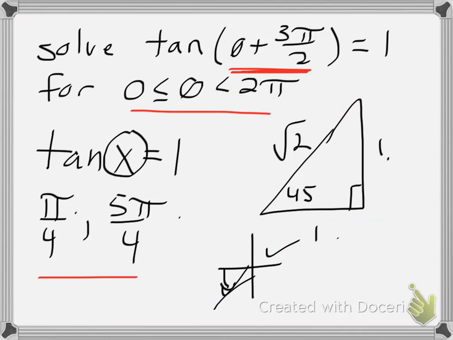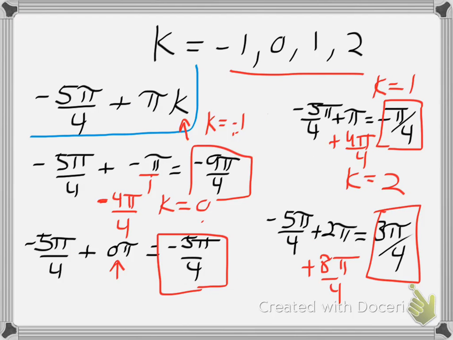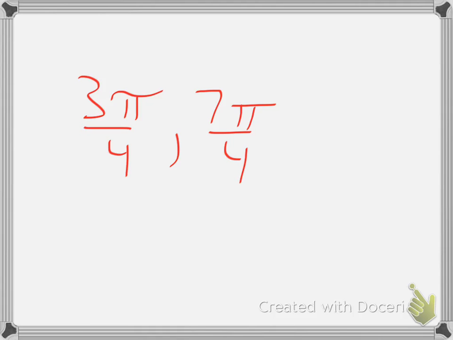I only want the ones that are in my original domain, between 0 and 2 pi. So that means that's only going to be 3 pi over 4 and 7 pi over 4. Even though 3 pi over 4 appeared in both sets of solutions, I only need to include it once. All answers are going to be 3 pi over 4 and 7 pi over 4.